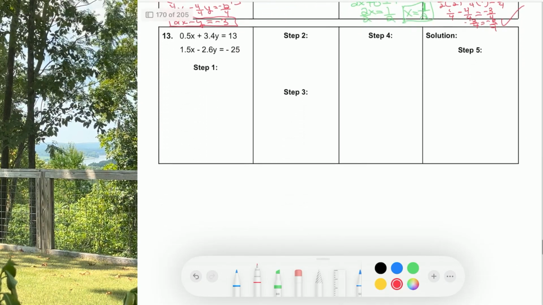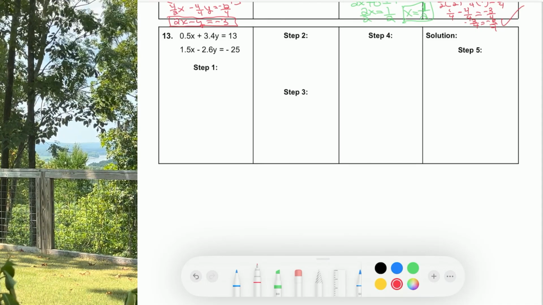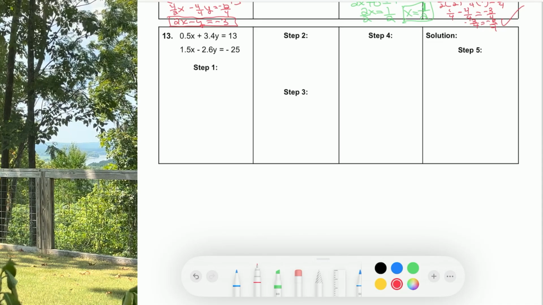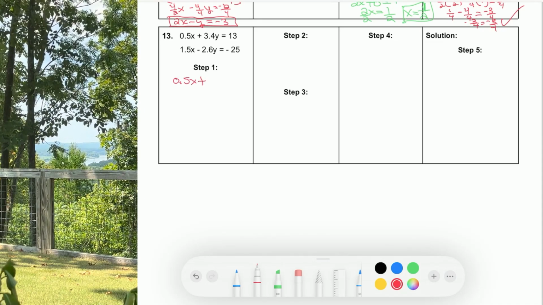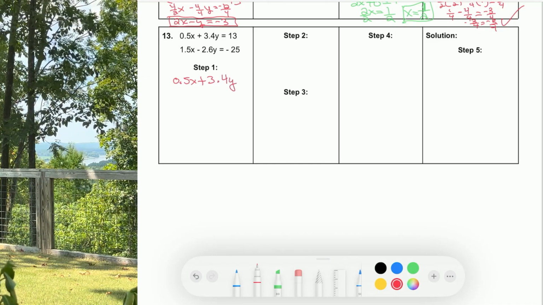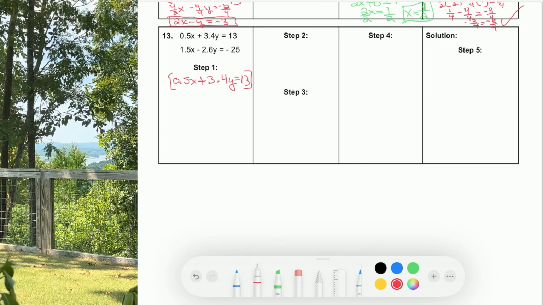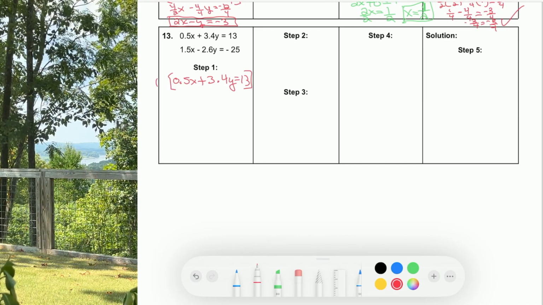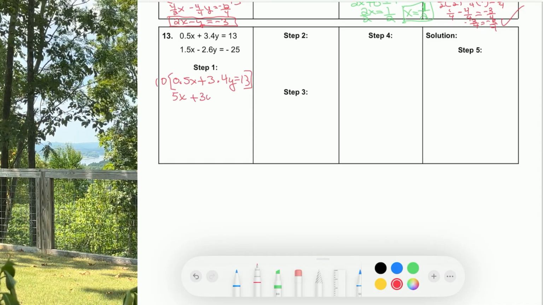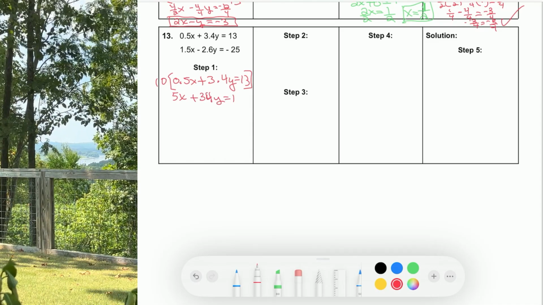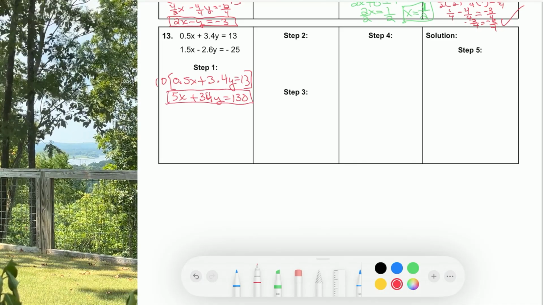Last one. We have decimals here. And remember, the easiest thing to do is to get rid of those before we actually start the problem. So I'm going to do that. I'm going to write 0.5x plus 3.4y equals 13. I'm going to multiply that by 10 because the furthest right place value is the tenths place. That gives me 5x plus 34y equals 130. So that's our new version of that one that we'll use.